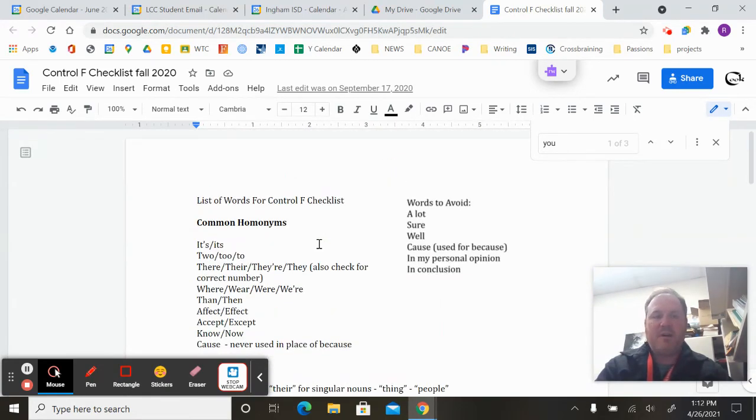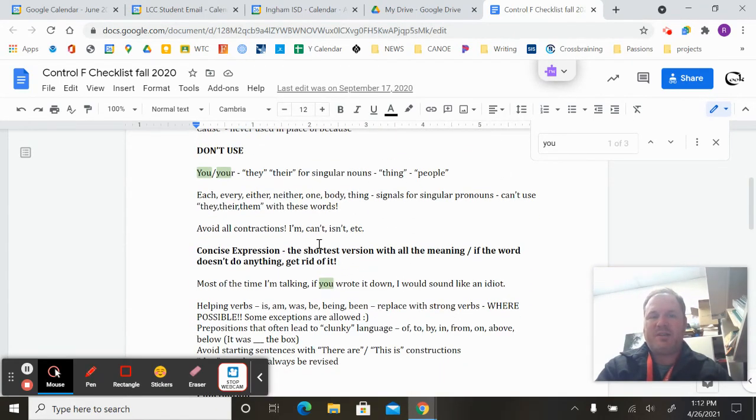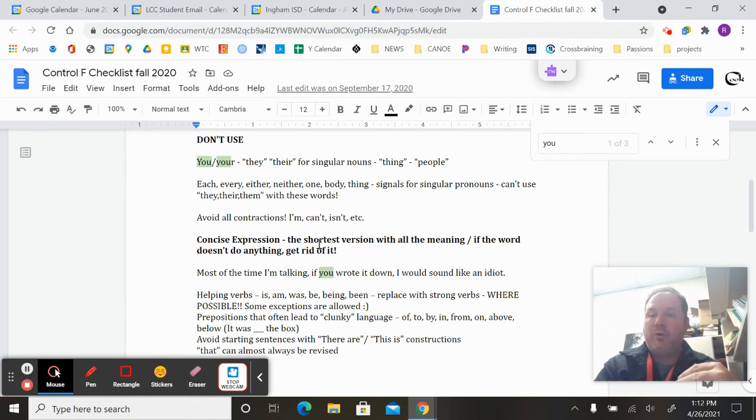So that's a brief introduction to how to use this document to look through at the end of the writing process. Writing is never done, it's just due, but always be improving your work.